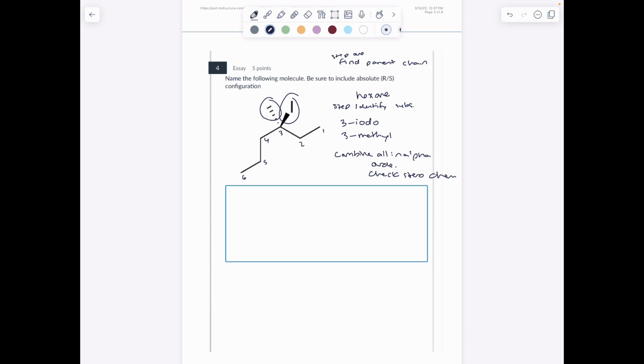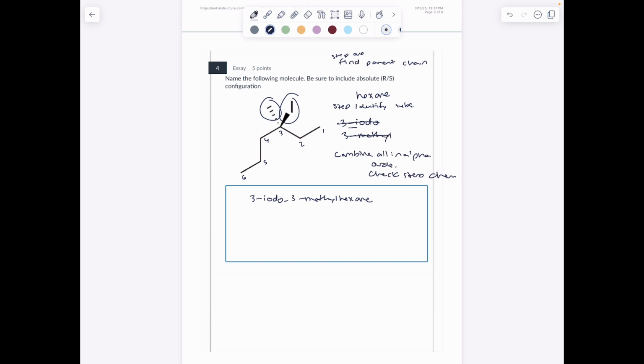So I would say, let's see, alphabetical order. So 3-iodo comes first. Oh wait, I didn't leave room for my stereochemistry. 3-iodo, check. 3-methyl, check. Hexane. 3-iodo-3-methylhexane. So I combined it all in alphabetical order. And now I will assign my stereochemistry.